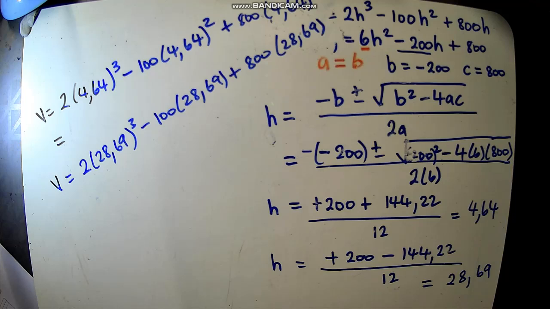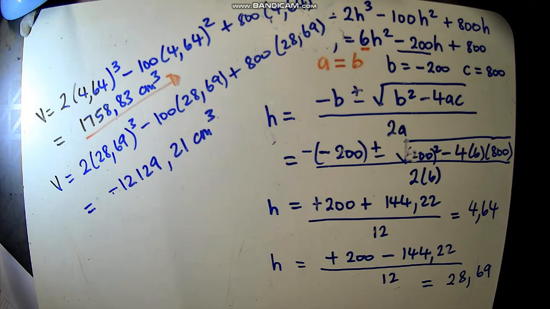Choose the one that gives a maximum answer. So the very first question, the first one, 4.64, the answer is 1758.83 centimeter. Okay, so when we put in 4.64, that's our answer. And with the next one, we get a negative answer. Do note that the question said the maximum, okay, for maximum volume. So it has to be that one. So the answer we're going to choose is 4.64. That is the correct answer.